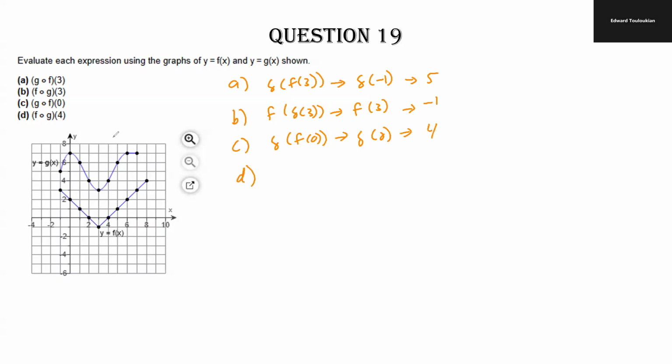All right, and last but not least, f of g of 4 is f of g at 4. So g at 4, here's 4. There's g. The answer is 4. So now I want f of 4. All right, well, here's 4. Here's f. It's equal to 0. And there's your answer. And that's how composite functions work.